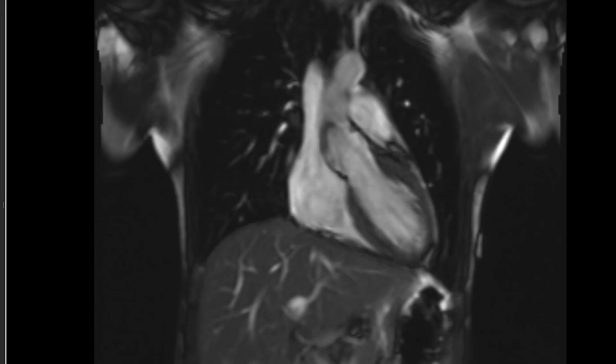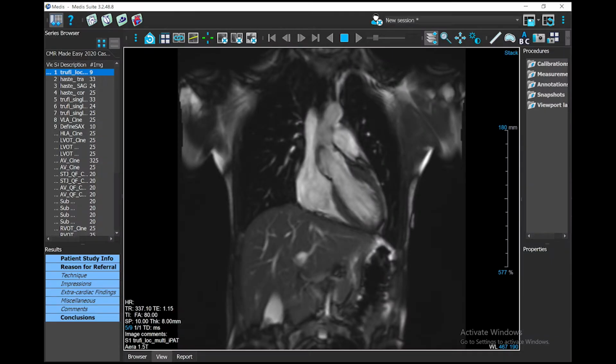Case 8 is a 19-year-old gentleman with Marfan syndrome, and this is his follow-up CMR study. In the bottom left-hand corner and down this panel are details of the sequence, and I'm going to take you through the images.